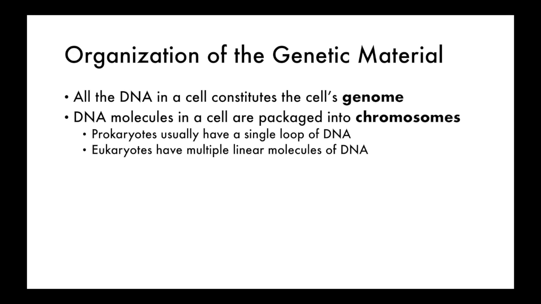Prokaryotes, bacteria and archaea, usually have a single large loop of DNA, a circular DNA molecule. It's not a perfect circle, but it's all scrunched up, and it is a loop. Whereas eukaryotes, like you and I, typically have multiple linear molecules of DNA.